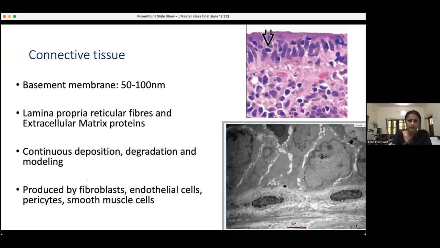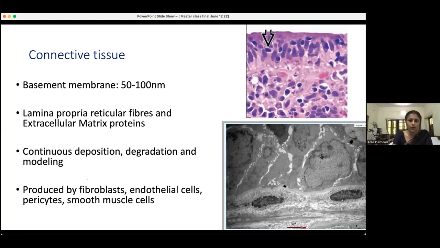The connective tissue itself consists of the basal membrane and the reticular fibers in the rest of the lamina propria. The basal membrane is a thin layer of connective tissue, mainly collagen 4, and it's only about 50 to 100 nanometers thick. You just see it as a thin line in the normal section. The connective tissue in between has a lot of reticular fibers, a little bit of elastin, and some ground substance like proteoglycans.